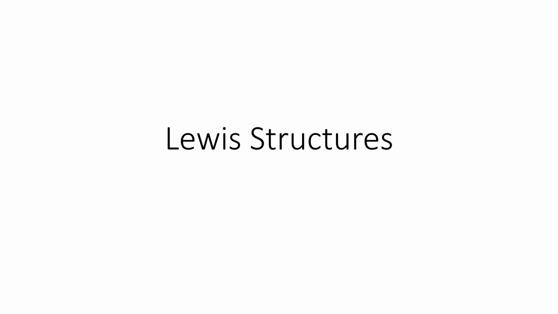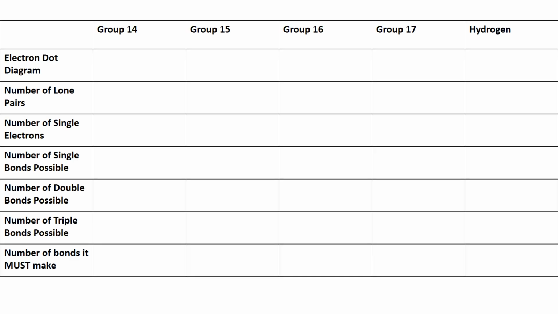All right, our next topic is going to be Lewis structures. So make sure you copy down this chart in your notes, and then we're going to fill it out. All right, so group 14. We're going to draw the electron dot diagram. We're going to use carbon as our example.